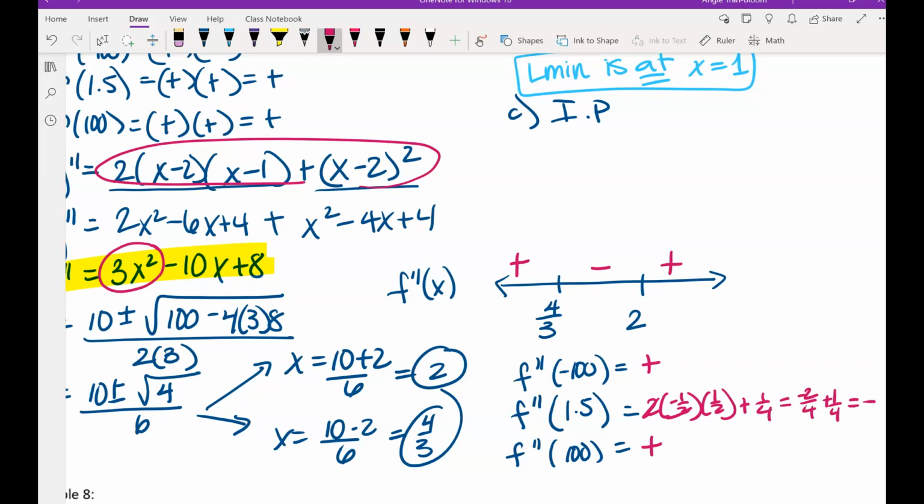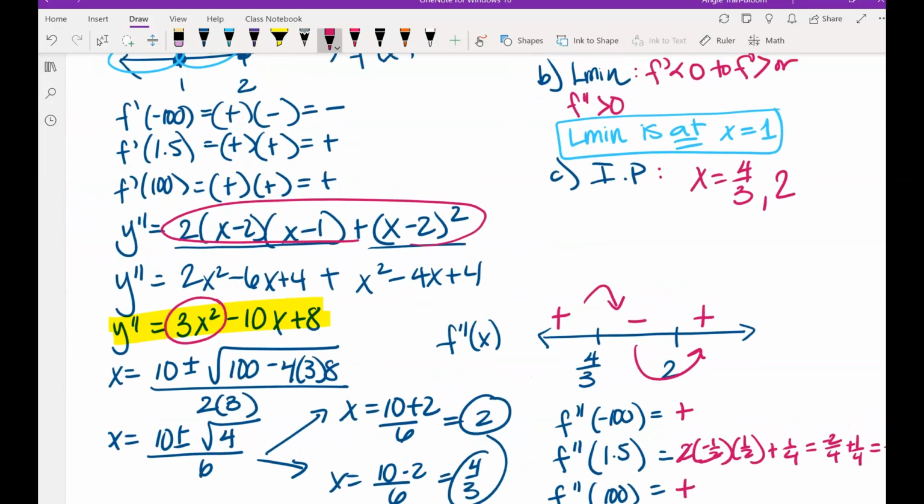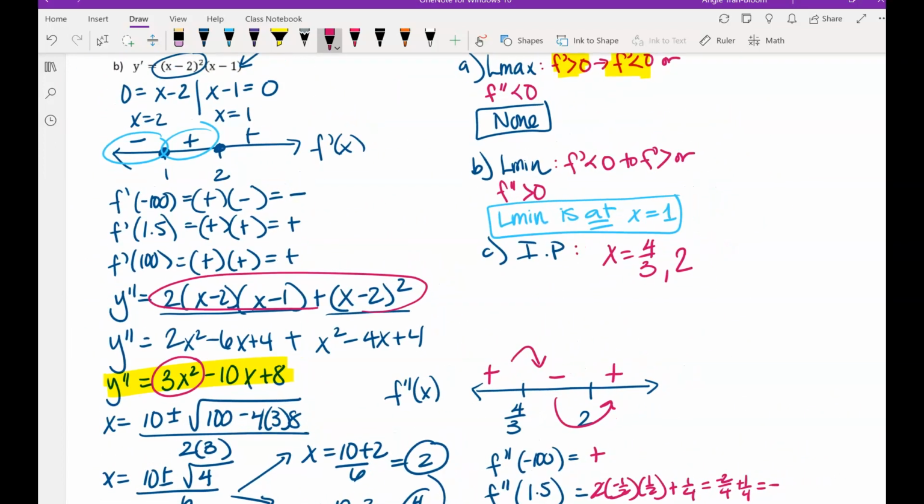Again, inflection point is when the double derivative goes from positive to negative or vice versa, negative to positive. So both of these are inflection points. Okay, so we have 2 inflection points and no local max and 1 local min.